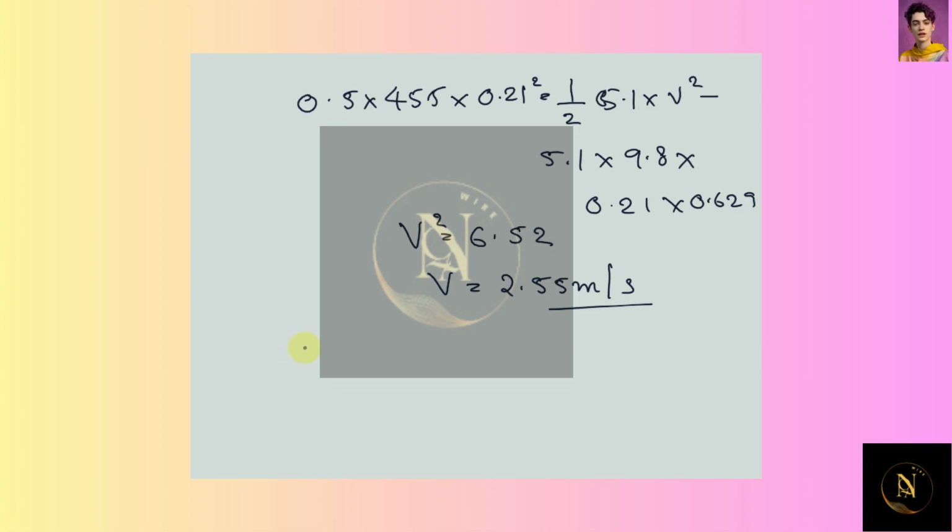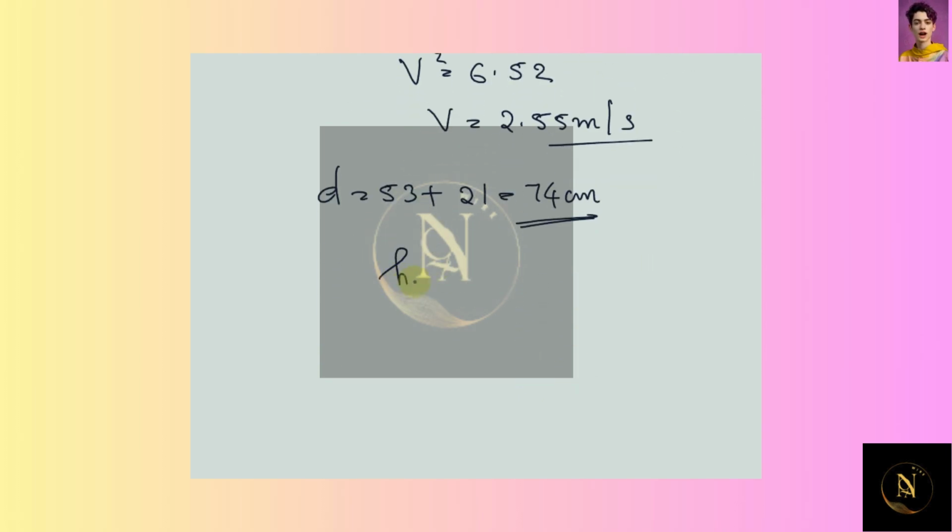Next, we can calculate the total distance on the ramp. Let d be the distance. D is equal to 53 centimeter plus 21, which is equal to 74 centimeter. And now the vertical height covered, that is h, will be equal to d into cos of (90 minus 39), and it is equal to d into cos of 51 degree. It is the h value.